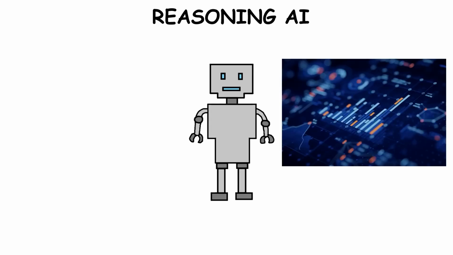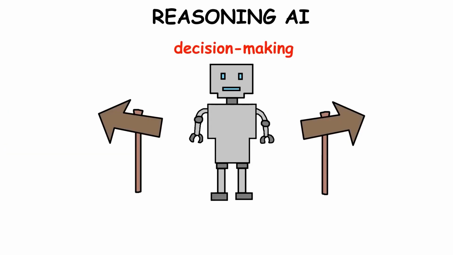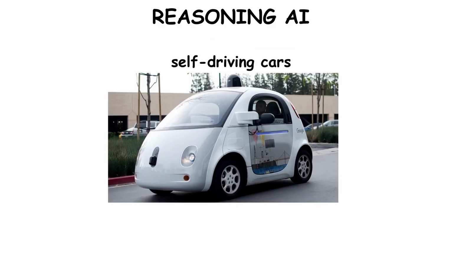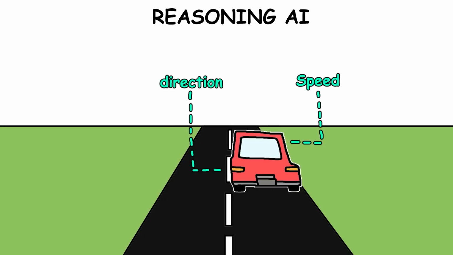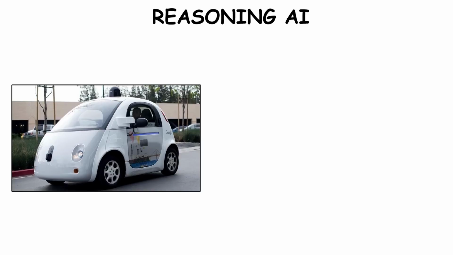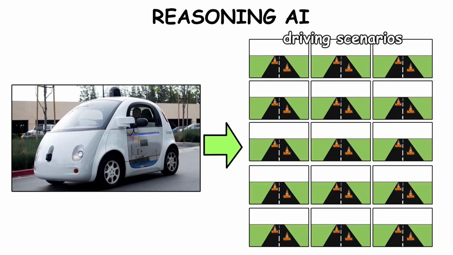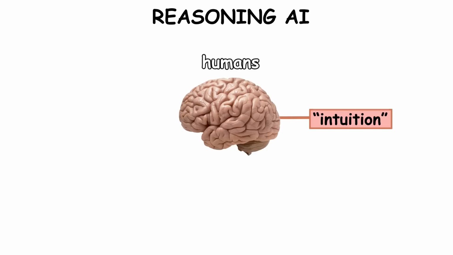Reasoning AI relies on huge amounts of data and complex algorithms to handle tasks that need a lot of decision-making. A good example is self-driving cars. They don't just see obstacles, they also analyze things like the speed and direction of nearby cars to make safe choices in real time. These AIs are trained on millions of driving scenarios to develop a kind of intuition for driving. That's a bit like how humans make decisions on the road.